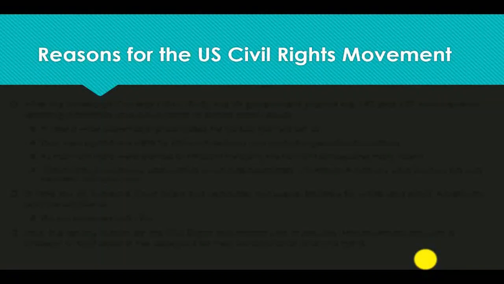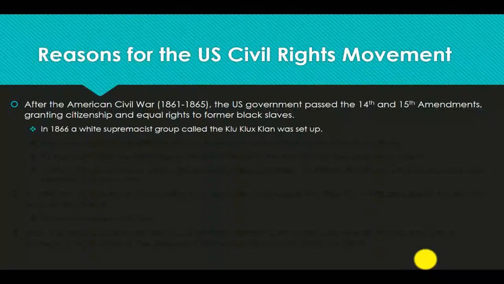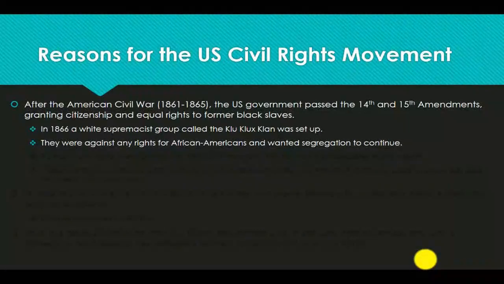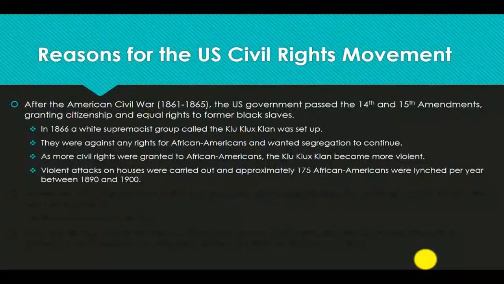Okay, so what were the reasons for the US civil rights movement? After the American Civil War, the US government passed the 14th and 15th Amendments, which granted citizenship and equal rights to former black slaves. In 1866, the Ku Klux Klan was set up, and they were against any rights for African Americans and wanted segregation to continue. And as more civil rights were granted to African Americans, the Ku Klux Klan became more violent. Violent attacks on houses were carried out, and approximately 175 African Americans were lynched per year between 1890 and 1900.